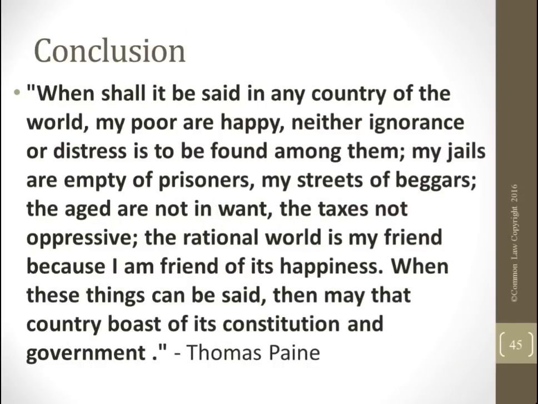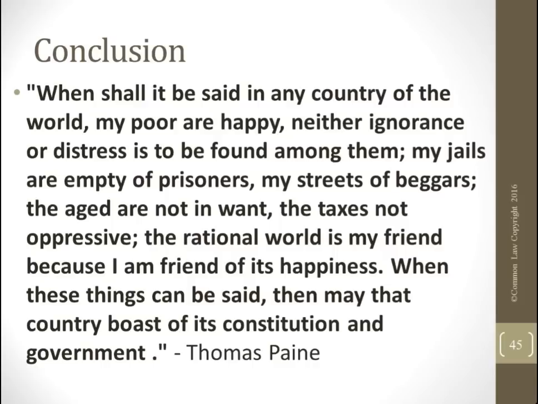When it shall be said in any country of the world, my poor are happy, neither ignorance nor distress is to be found among them, my jails are empty of prisoners, my streets of beggars, the aged are not in want, the taxes are not oppressive, the rational world is my friend, because I am a friend of its happiness. When these things can be said, then may that country boast of its constitution and government.